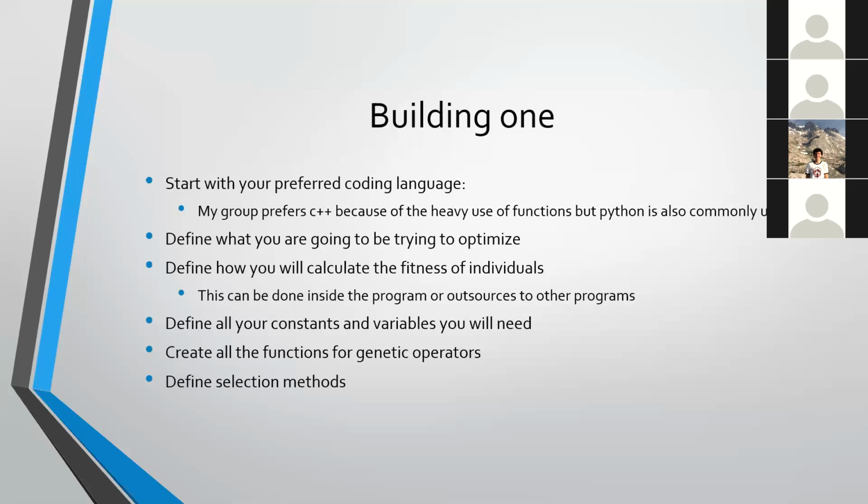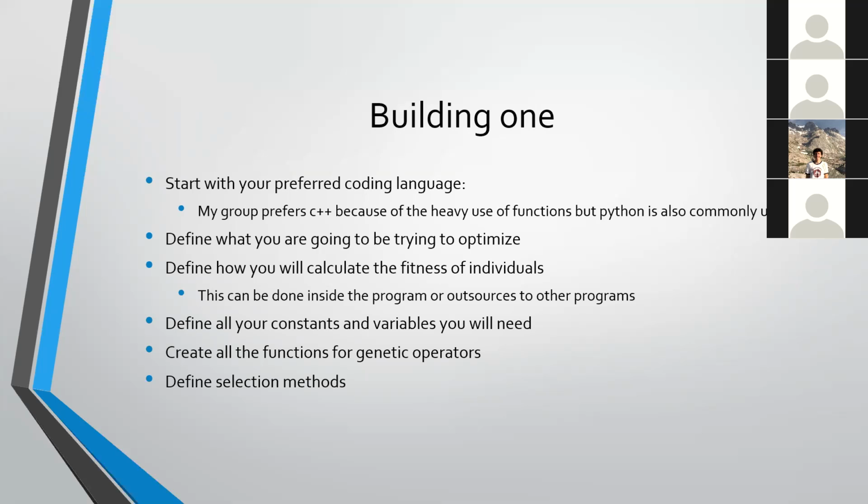Personally, in my group, we've used C++ the most for everything. It just plays nice with objects and functions. But I have seen plenty of Python genetic algorithm scripts as well, including one of the advisors in my group has a genetic algorithm that he wrote in Python for something else. I don't know exactly what he uses that one for.